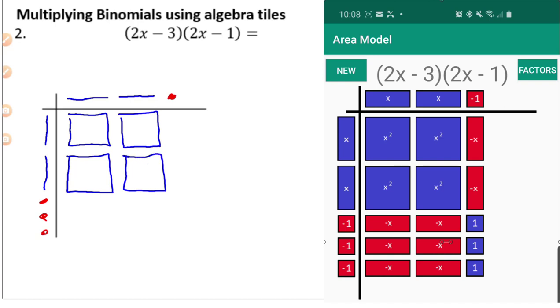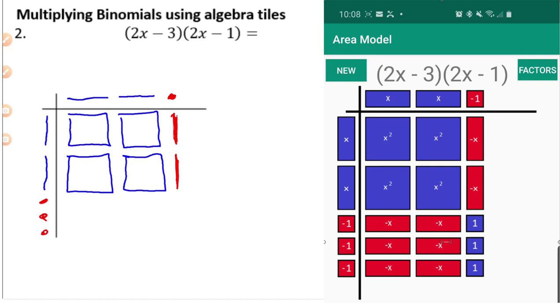And now what is 2x times negative 1? So 2x times negative 1 is going to be a negative 2x. So I'm going to put this in there. So there's a negative 1 and another negative 1. And this really helps out for those of us who don't like negatives. It really helps us see that.